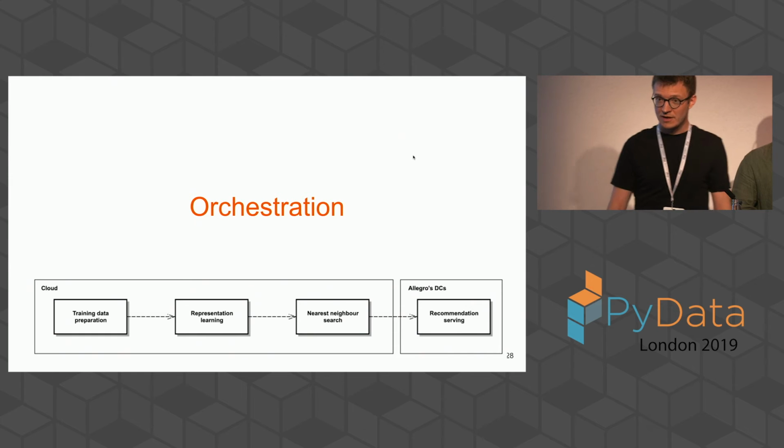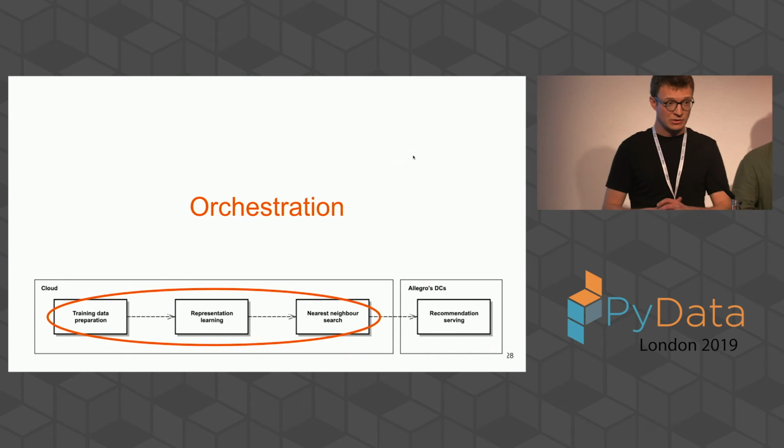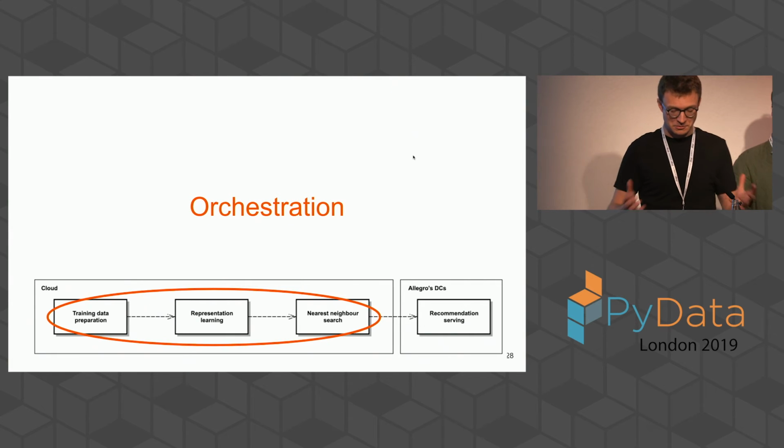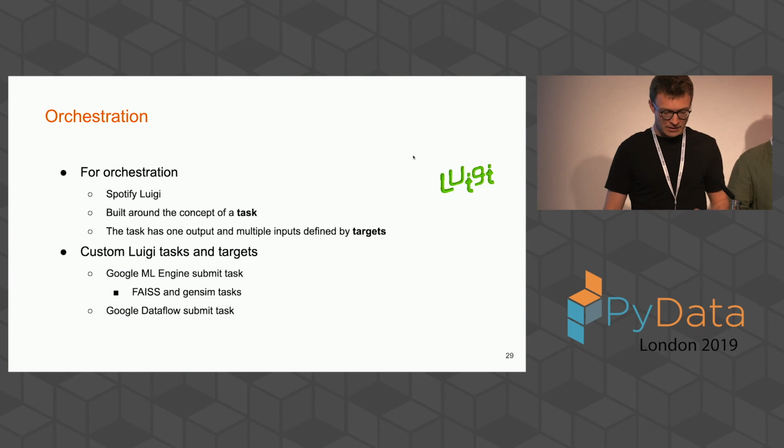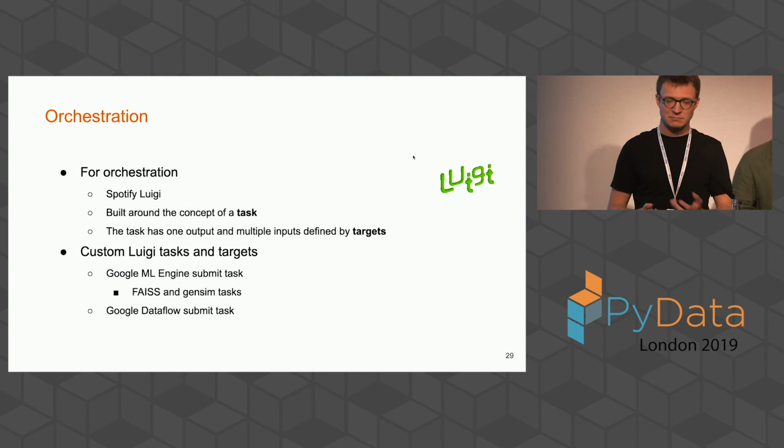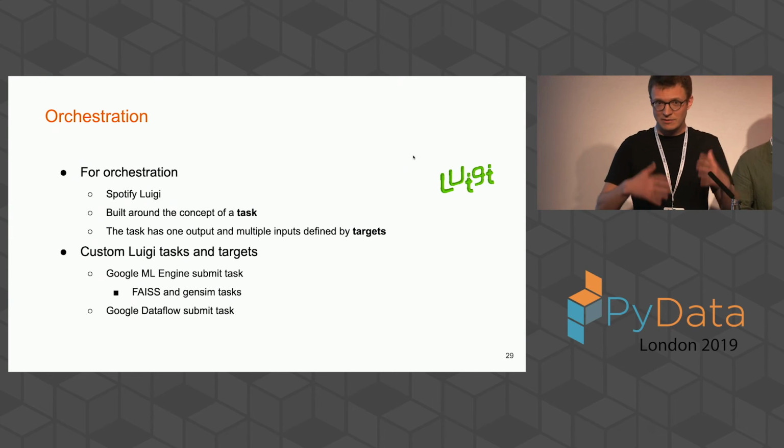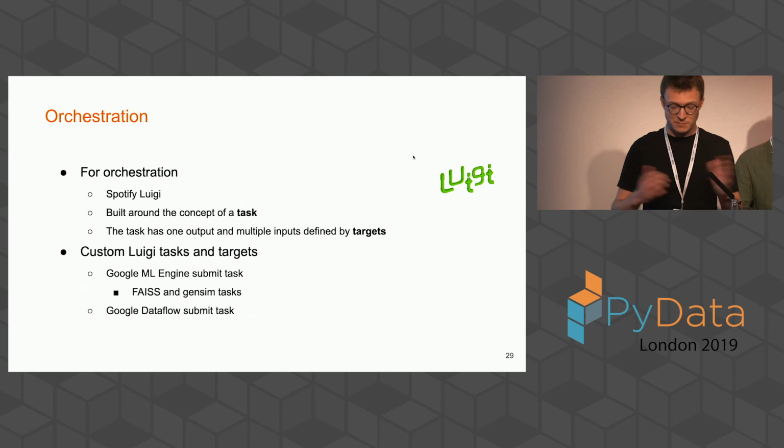Okay, those three modules described till now run in public cloud, and we need some orchestration tool to schedule those tasks. And we use Spotify Luigi. It's a similar library to Apache Airflow. There are two main concepts: the concept of task and the concept of target. Every task has multiple inputs and one output. If some input is missing, then the scheduler schedules tasks that produce those inputs. This way, the whole graph of dependencies is built.